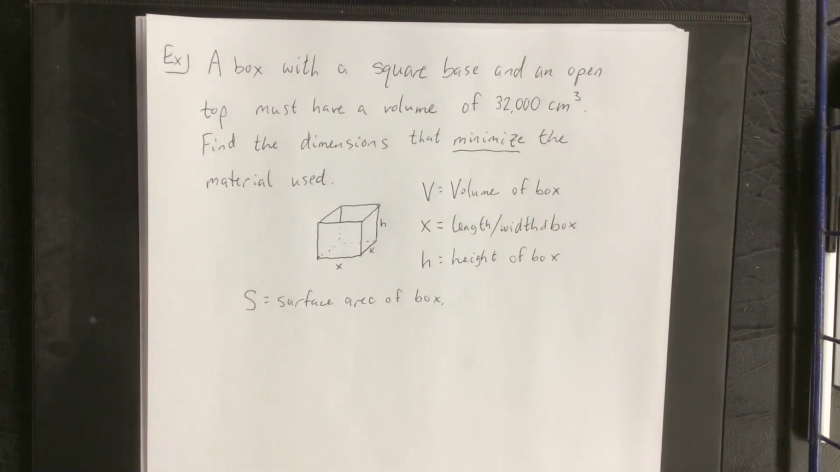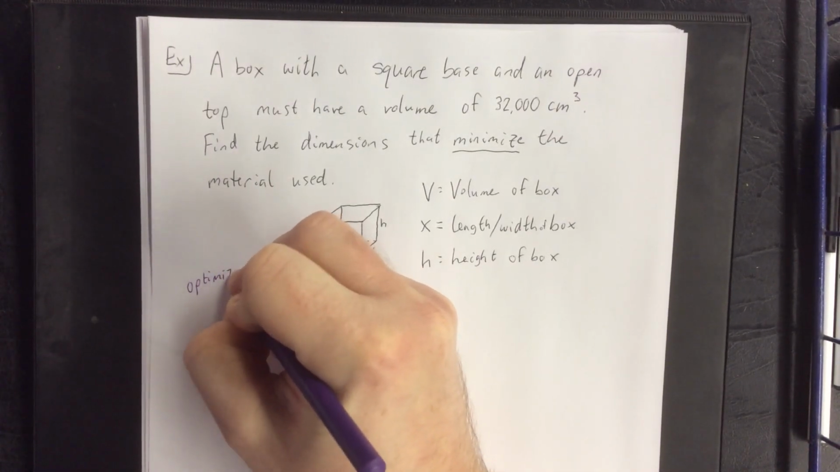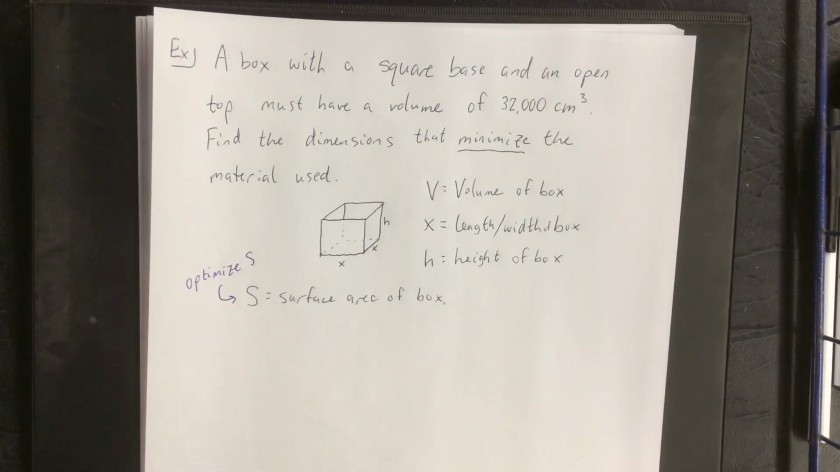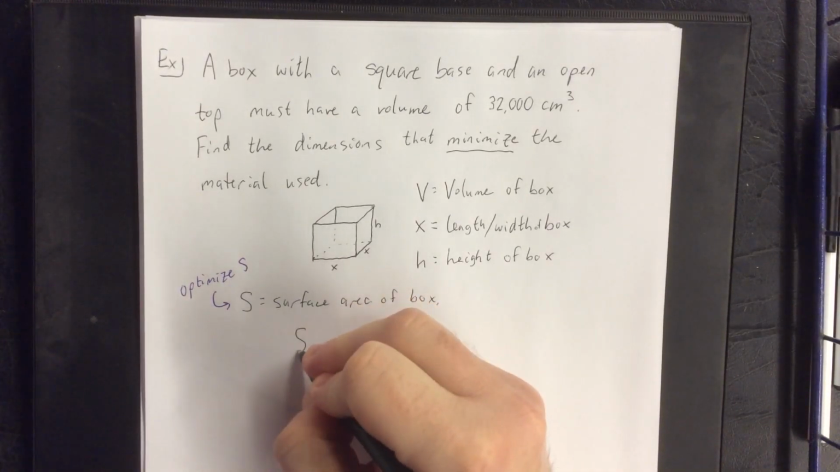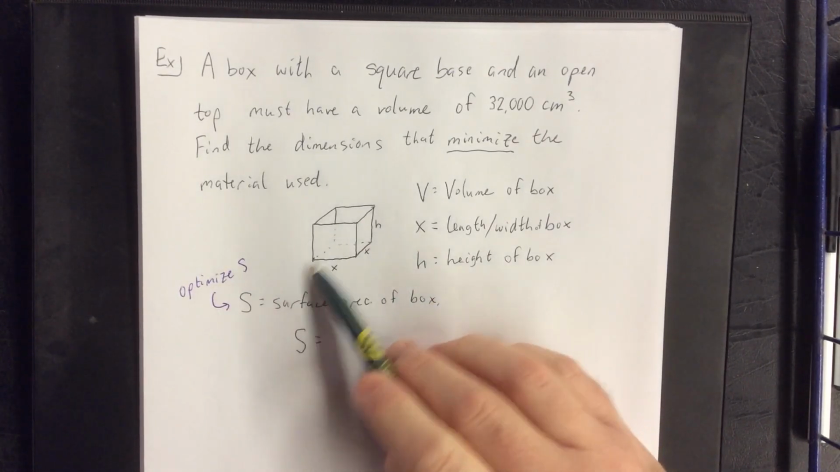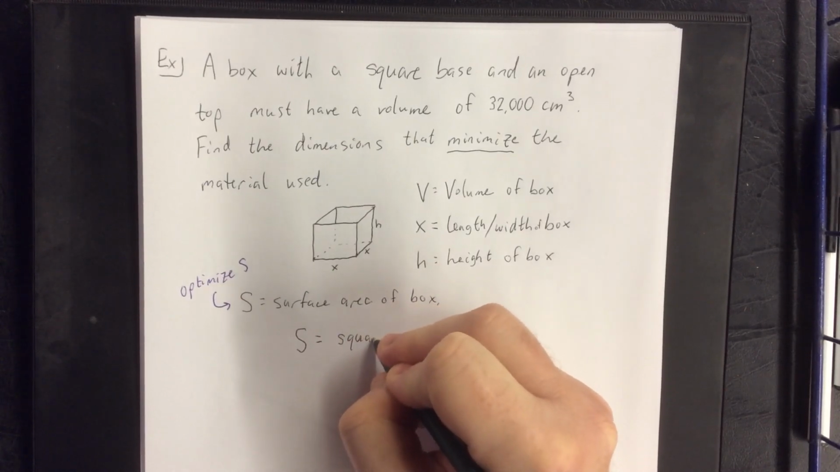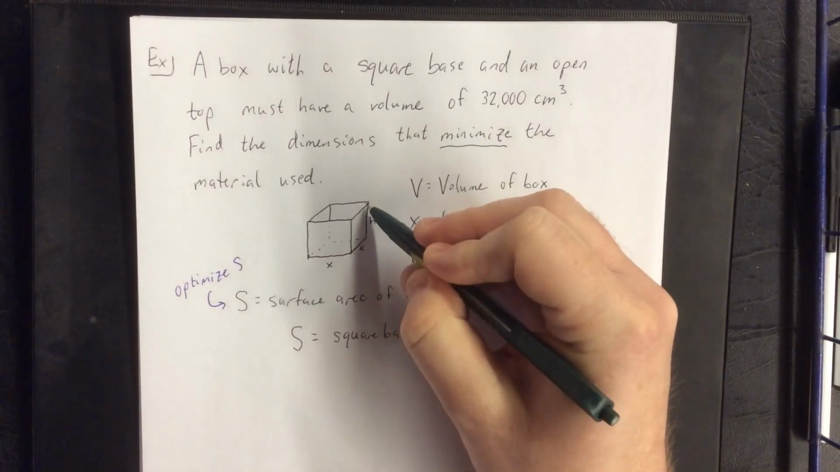So with those things in mind, we are trying to optimize S. That makes S our objective variable. So our goal is to try to get S in terms of only one variable. However, we're going to start by defining it in terms of 2 variables. So the total area that is going to create this box is going to be the square base plus the rectangular side walls.